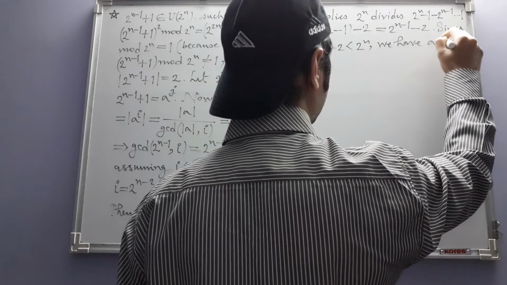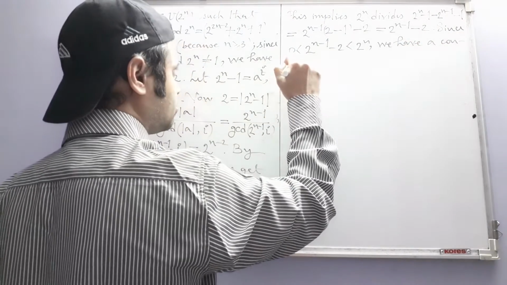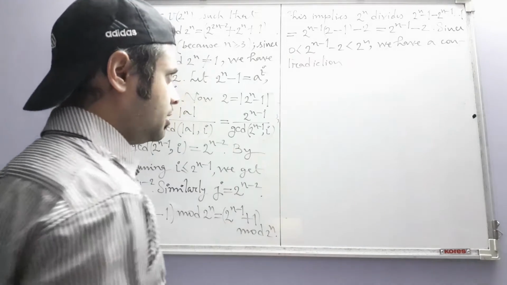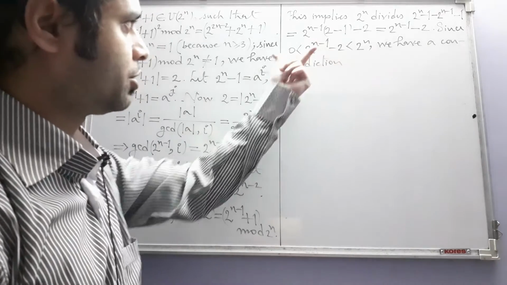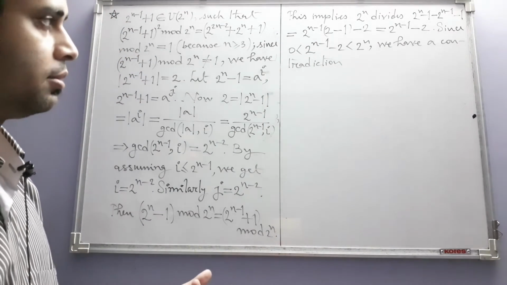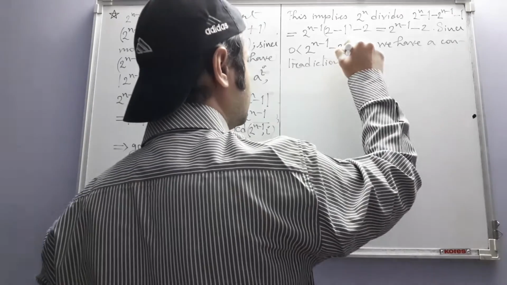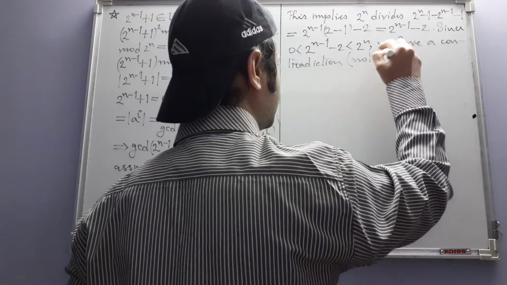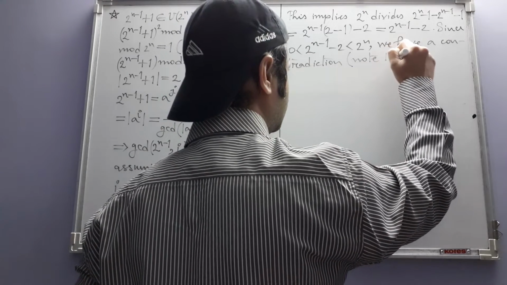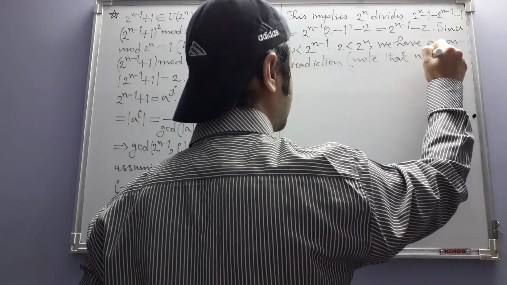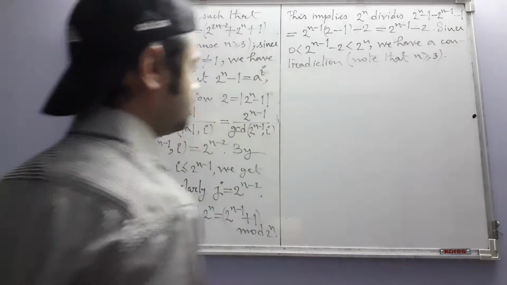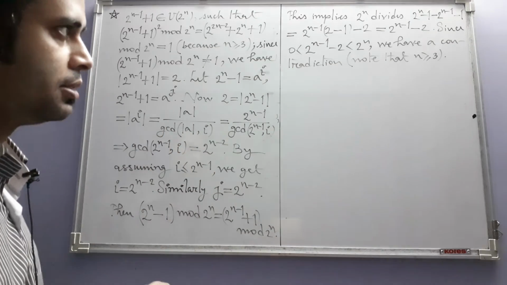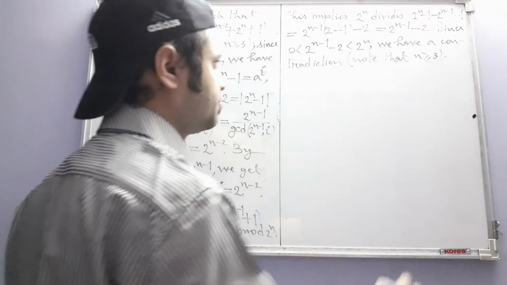We have a contradiction. And the reason for this integer to be positive is that n is greater than or equal to 3. In brackets, we emphasize that fact by writing it. Note that n is greater than or equal to 3. And that is why our first supposition that the group is cyclic is not true.